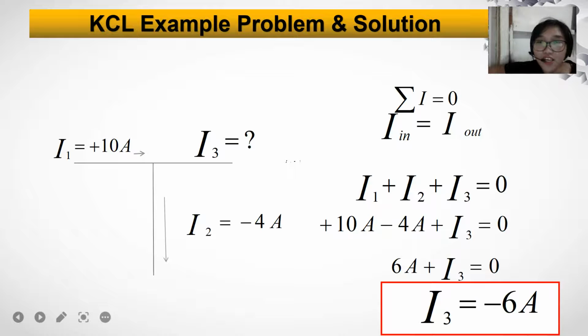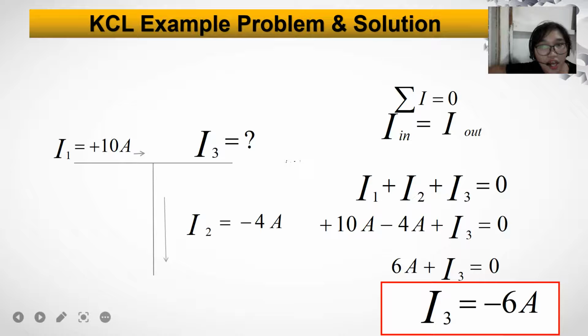So we have the sum of I equal to 0, and we use the formula that we discussed already. It's current in and out, which is I1 plus I2 plus I3 equal to 0. So we have the positive ampere current, so we're going to use this one, and minus the 4 A because it's leaving, plus I3 is equal to 0. 6 A plus I3 is equal to 0, so we have I3 equal to negative 6 A.